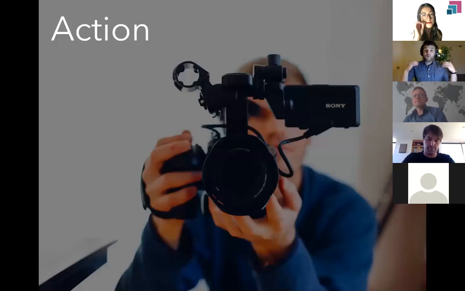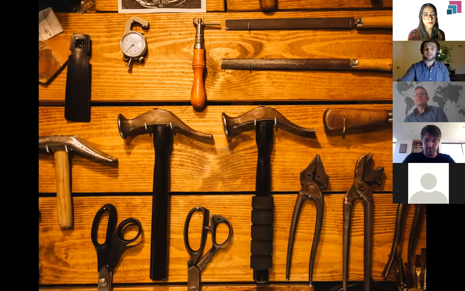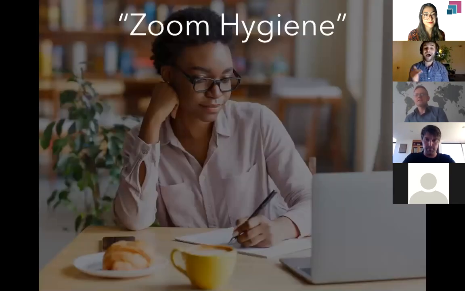Now, practical things. What can you do practically to be better on Zoom? So after we've talked about some awareness stuff, some emotional stuff, some storytelling, now let's look at some practical action stuff. Here are the tools to be better at Zoom. Let's talk about Zoom hygiene.